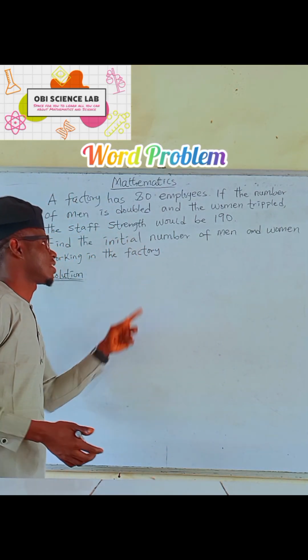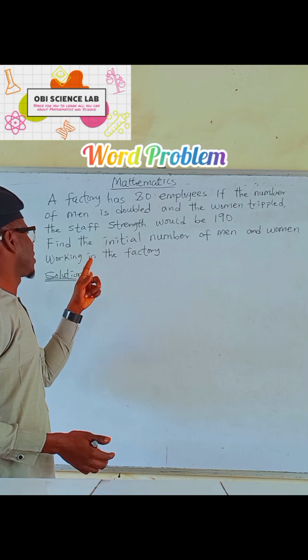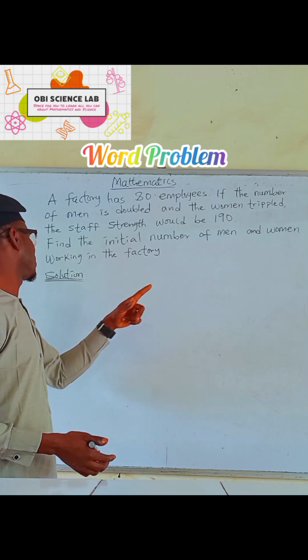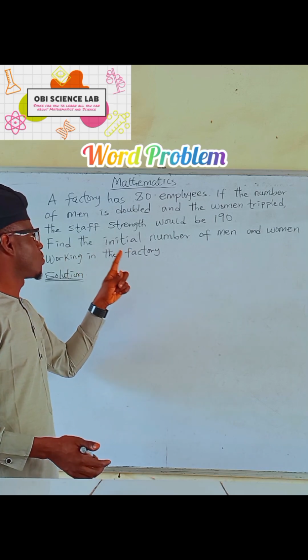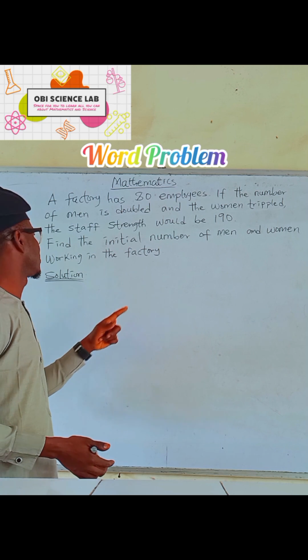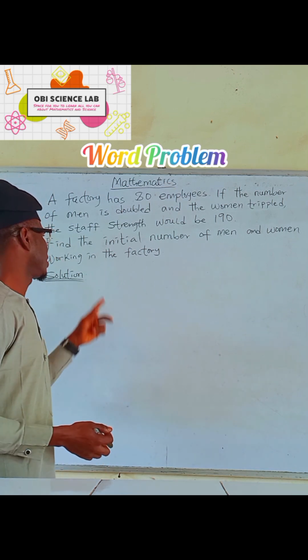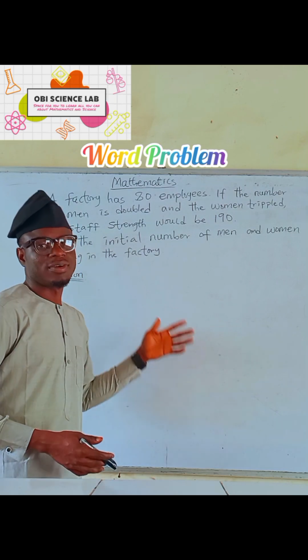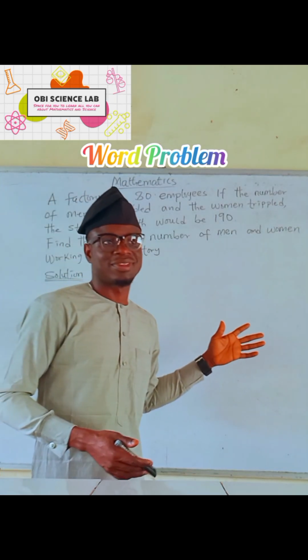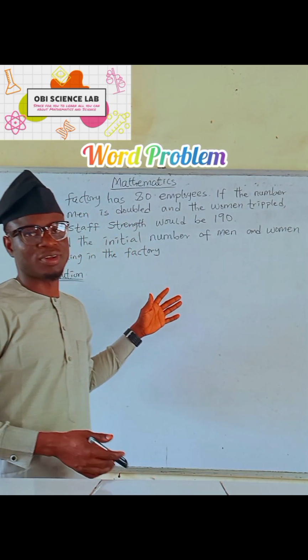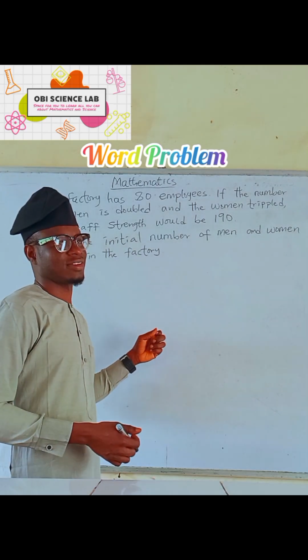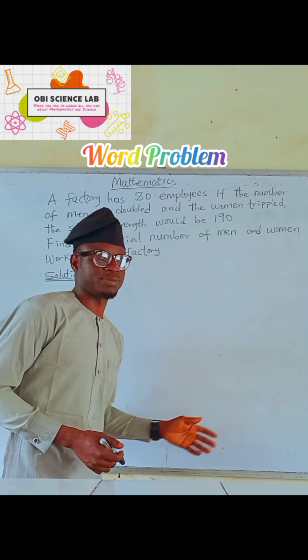The problem says a factory has 80 employees. If the number of men is doubled and the women tripled, the staff strength would be 190. Find the initial number of men and women working in the factory. Of course, looking at this question carefully, our attention is being drawn to what we call a word problem in mathematics. So let's head to the solution.